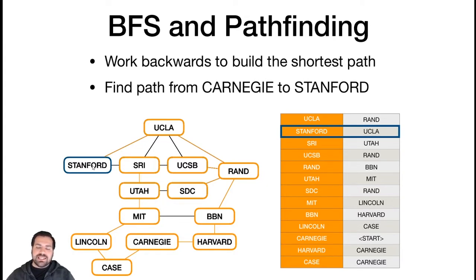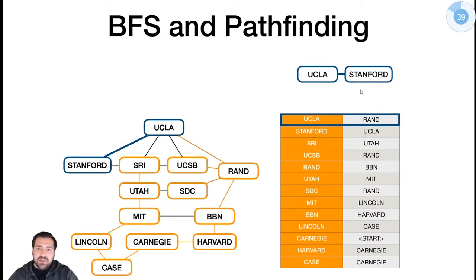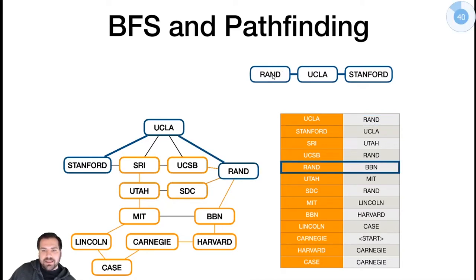what was the second to last step? What's the second to last node in this path that we're going to build? So from Stanford, to get to Stanford, we came from UCLA. So to build my path, I'm going to start at the ending point, look up how it was explored, find UCLA, and then I'm going to look up the next one. Well, how did I get to UCLA? UCLA was explored via Rand, so I'm going to add that to my path.